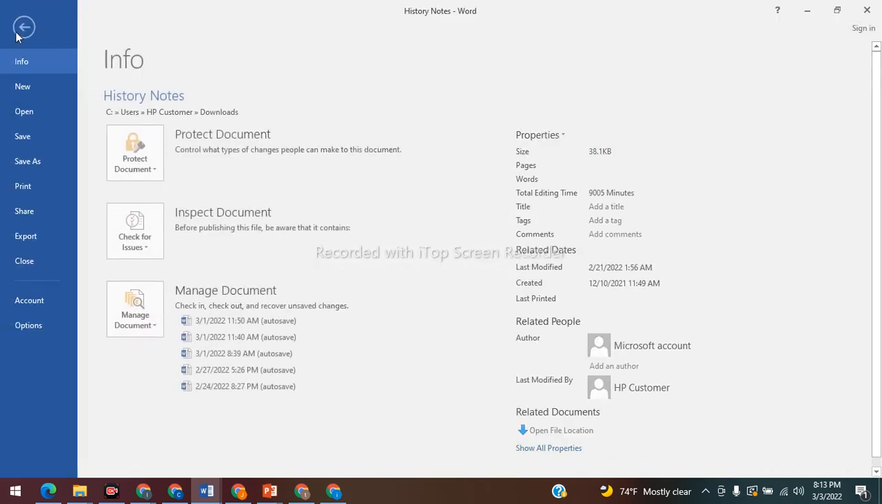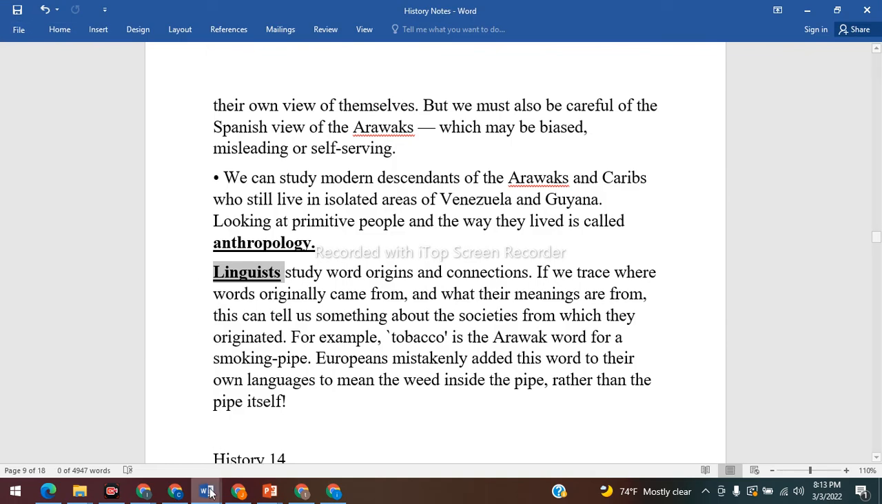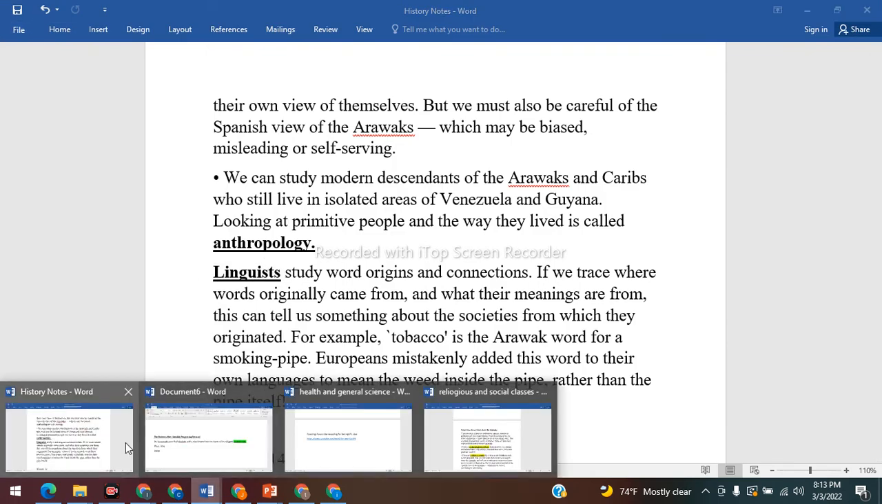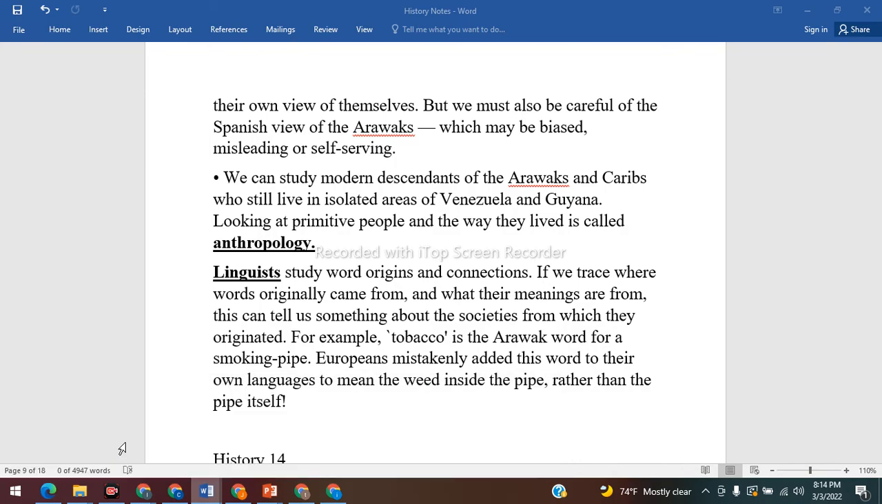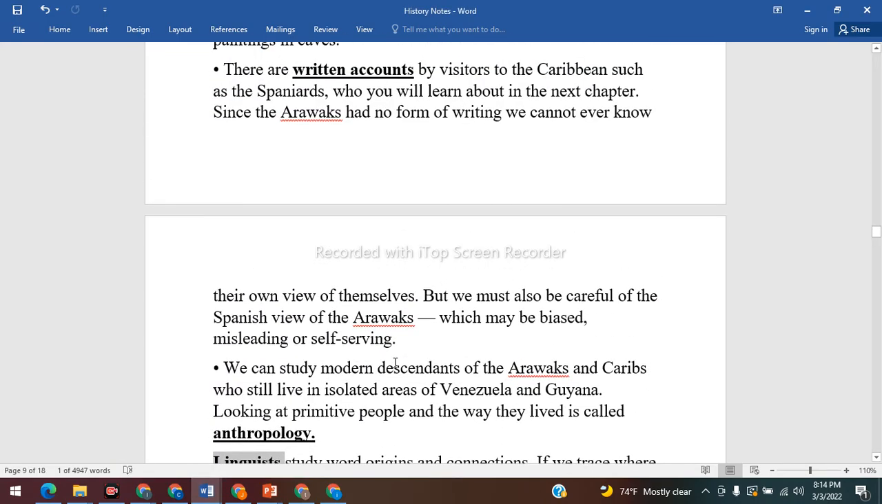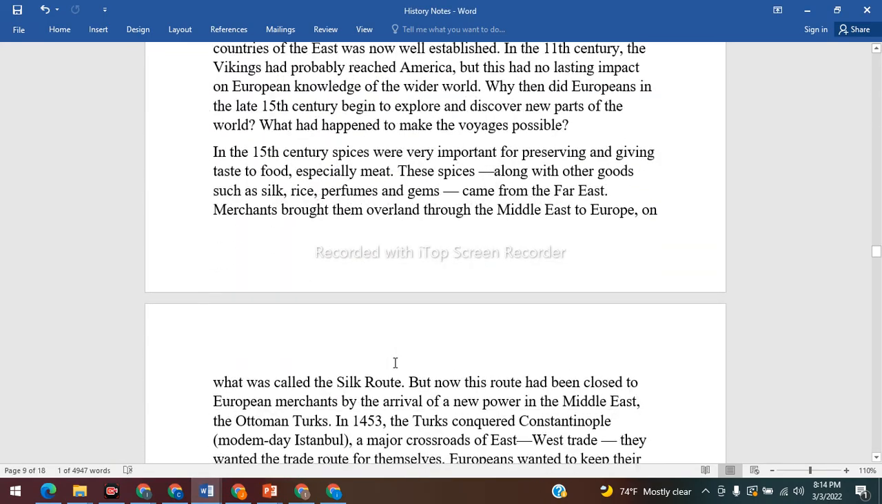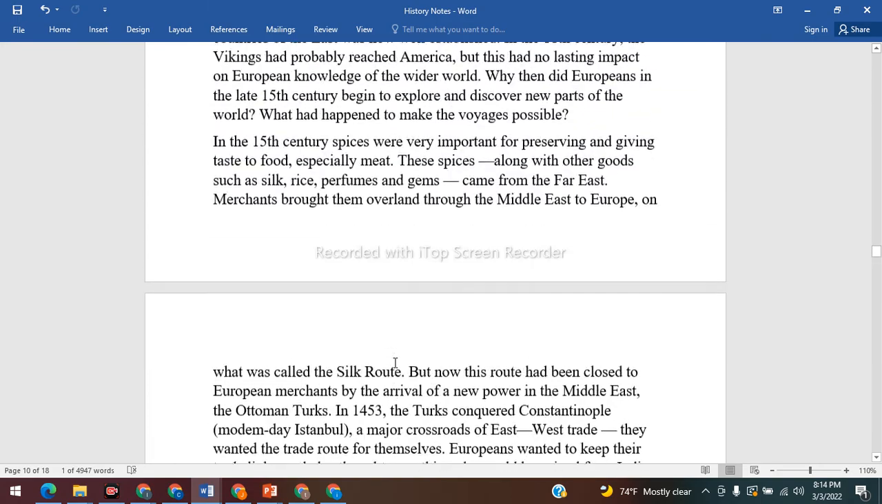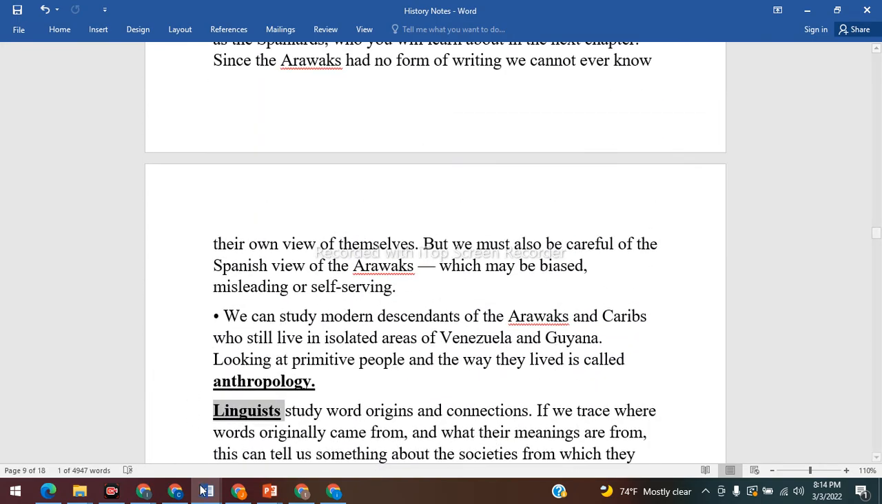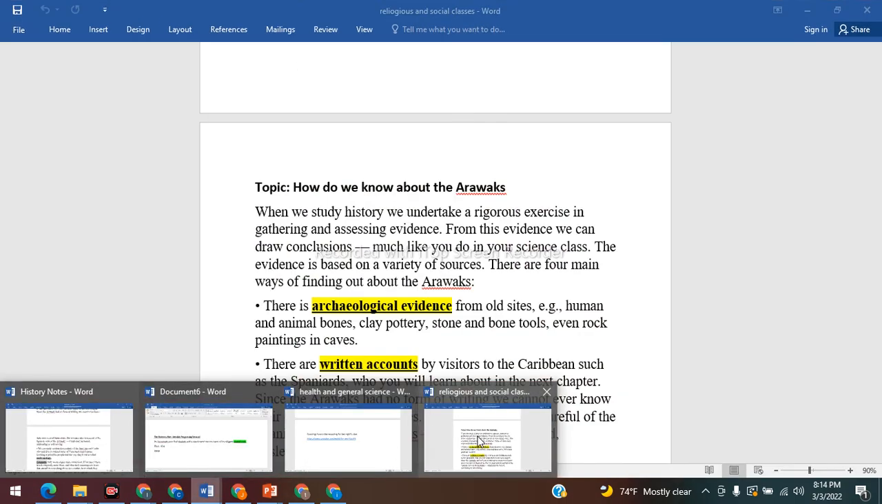So we're gonna take some notes with this one. Okay, so this is talking about European exploration. Where are we? This is still history notes. No, we are going to go on. So we're gonna head up properly.